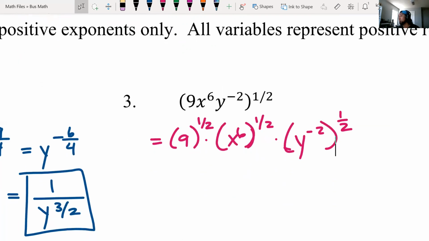Okay, we have some work to do. We are going to leave 9 to the 1/2 alone for now. But now x to the 6 raised to the 1/2 means power to a power. You'll multiply your exponents. So 6 times 1/2, or half of 6, gives me 3. Same thing over here. y to the negative 2 raised to the 1/2, power to a power. You multiply your exponents. Negative 2 times 1/2, or half of 2, is negative 1.